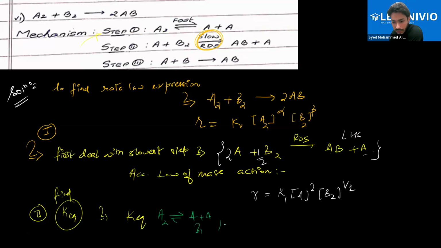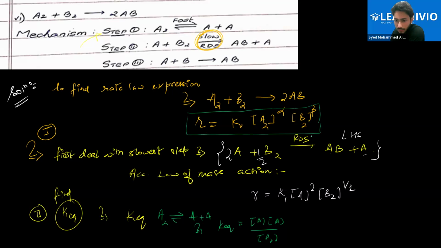So if you write K equilibrium, the K equilibrium is basically the concentration of A divided by the concentration of A2. Correct? Yes. Now, this is the rate law expression that I need to solve, that I need to get here. I have to end up getting the rate law expression like this.